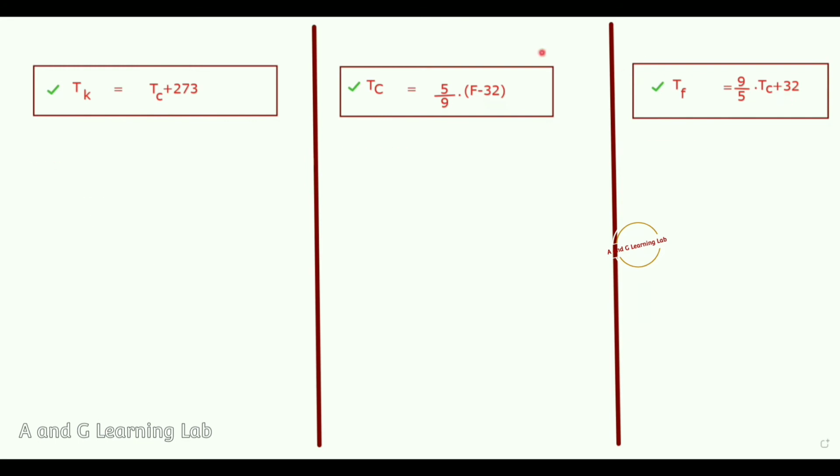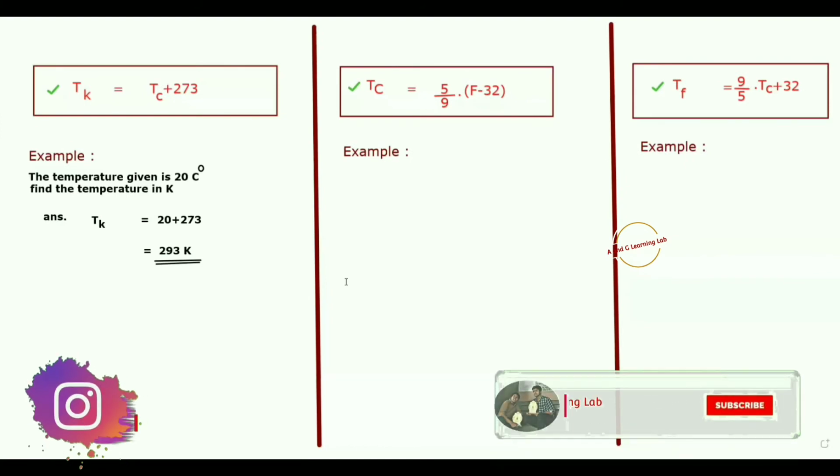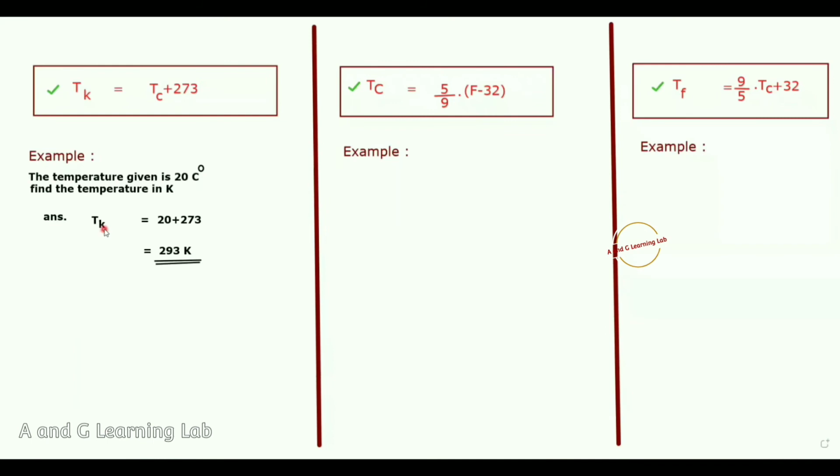Let us see examples for that. Here, the temperature given is 20 degrees Celsius and we have to find the temperature in Kelvin. So we are using the formula Tk is equal to Tc plus 273. Here, temperature in Celsius is equal to 20. So temperature in Kelvin is equal to 20 plus 273, which is 293 Kelvin.